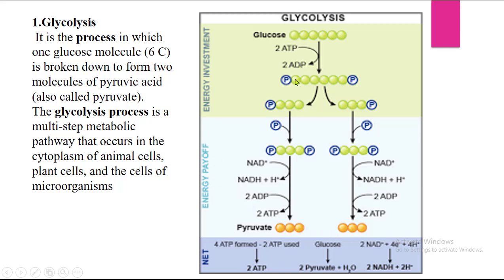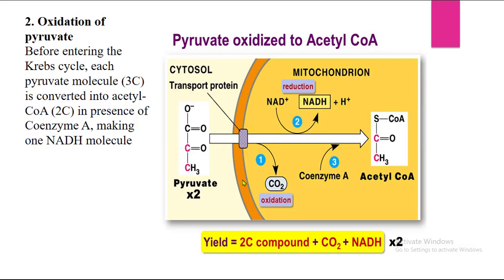Here 2 ATP molecules were used, and here 2 are produced for this side and 2 for this molecule. So 4 ATP molecules are synthesized. The gross energy gain of glycolysis is 4 ATP molecules. 2 were used in the investment phase, so the net ATP production of glycolysis is only 2 ATP molecules and 2 NADH molecules. We will discuss the energy from the NADH molecules in the electron transport chain. Moving on, this is the oxidation of pyruvate.